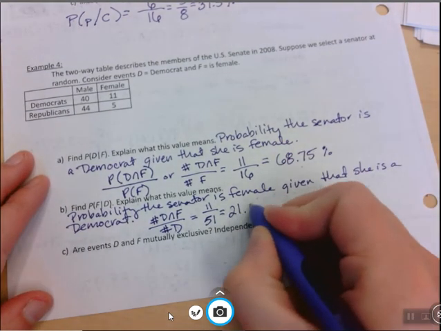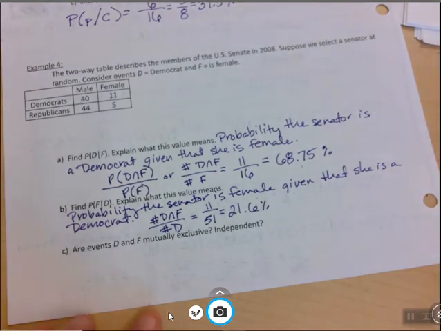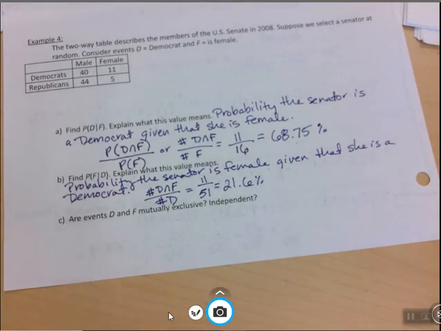So 21.6%. Okay, are the events Democrat and female mutually exclusive? Which means like you could only be a Democrat or female. Are they mutually exclusive? No, because there are some that are both. And are they independent? They're not independent because one party has more females than the other party. So they are neither mutually exclusive nor independent.